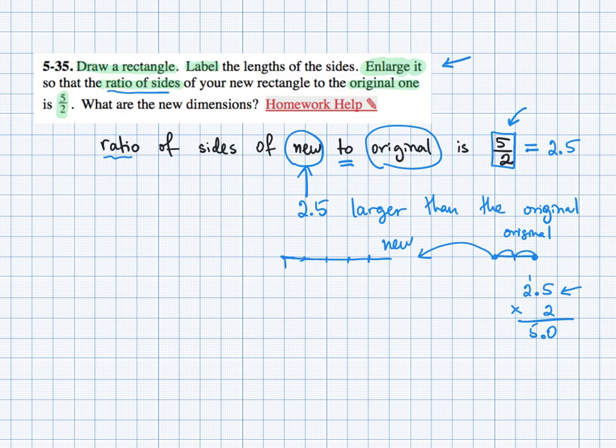And then you will do the same thing for the other side. If you drew 3, then you're going to multiply 2.5 times 3. So do your calculation and draw it. Finish this problem on your own. Remember, they do want you to draw it.